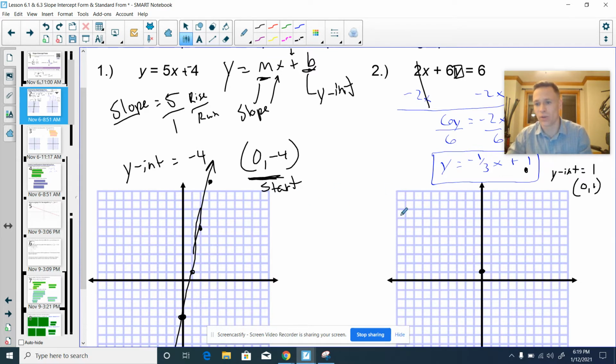So my rise over run directions: if my slope is negative 1/3, rise over run, what that means is I go down 1 and then right 3. Down 1, right 3. And again, it's only half the line, right? So instead of going down 1, right 3, I have to use it exactly backwards to get the other half. So up 1, left 3. And that's how I graph my line.